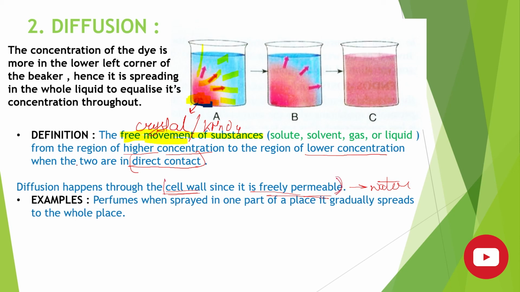Let us check out an example of diffusion in real life. It is a very common and well-known example. Perfumes, when sprayed in one part of a place, gradually spread to the whole place. We have all noticed this. If some smell, some essence or fragrance is spread in one part of a place, it gradually and slowly spreads to the whole place, and all of us get to smell a particular aroma. That was all about diffusion.